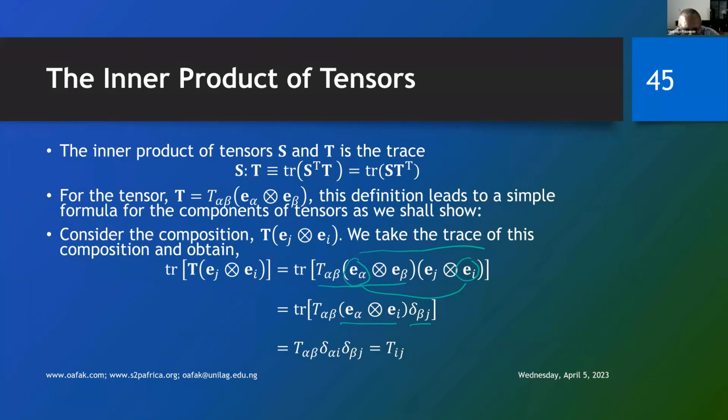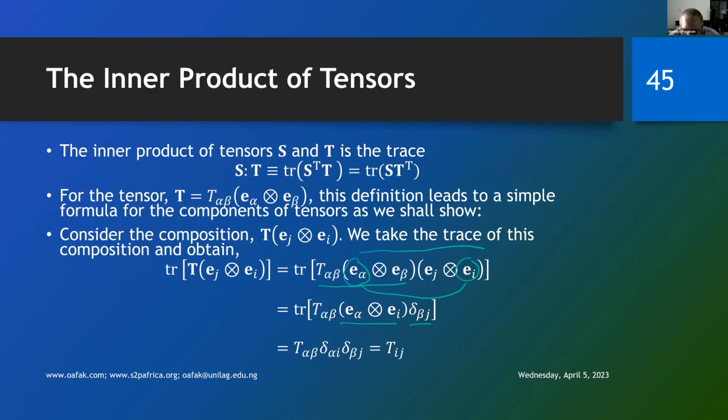By definition, if you want to get the trace of a composition, you take the transpose of one of them before doing the composition, and then it doesn't matter whether it is the first one you transpose or the second one. So it is the trace of S transpose T or the trace of S T transpose. You are going to get the same answer, and that answer is called the inner product of the two tensors.